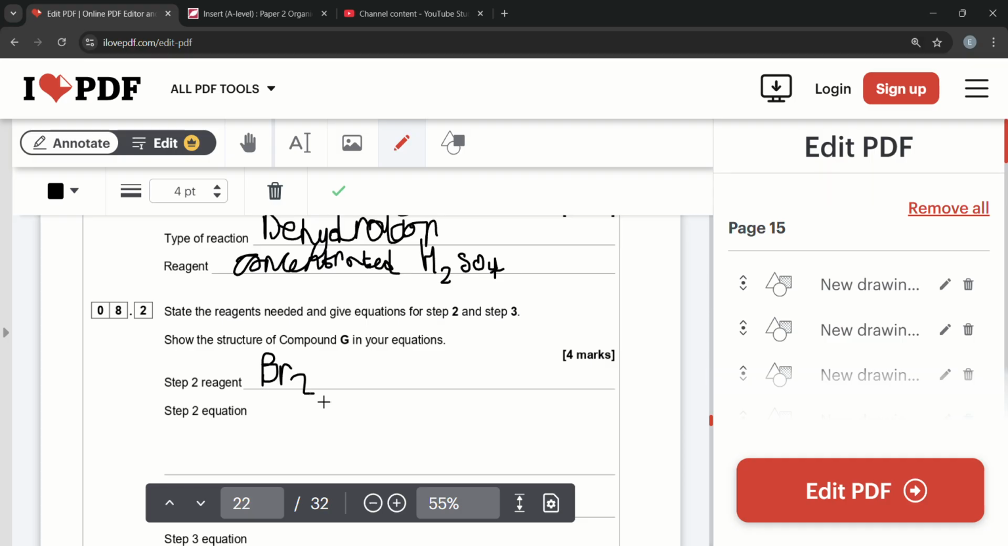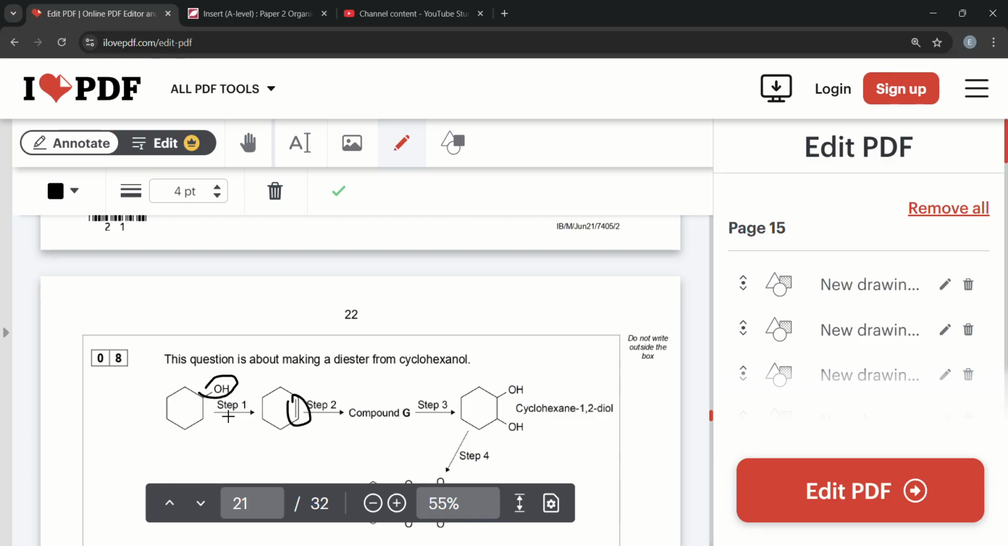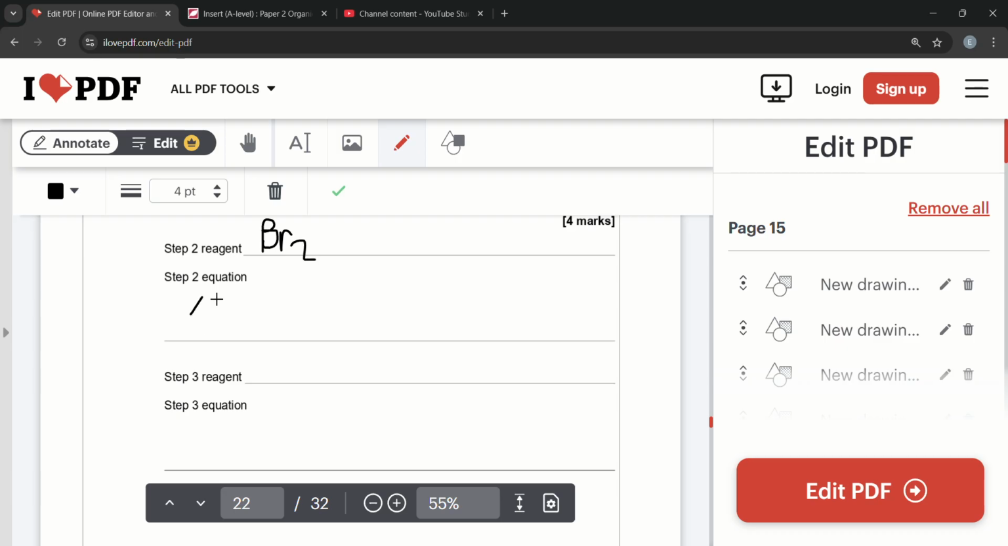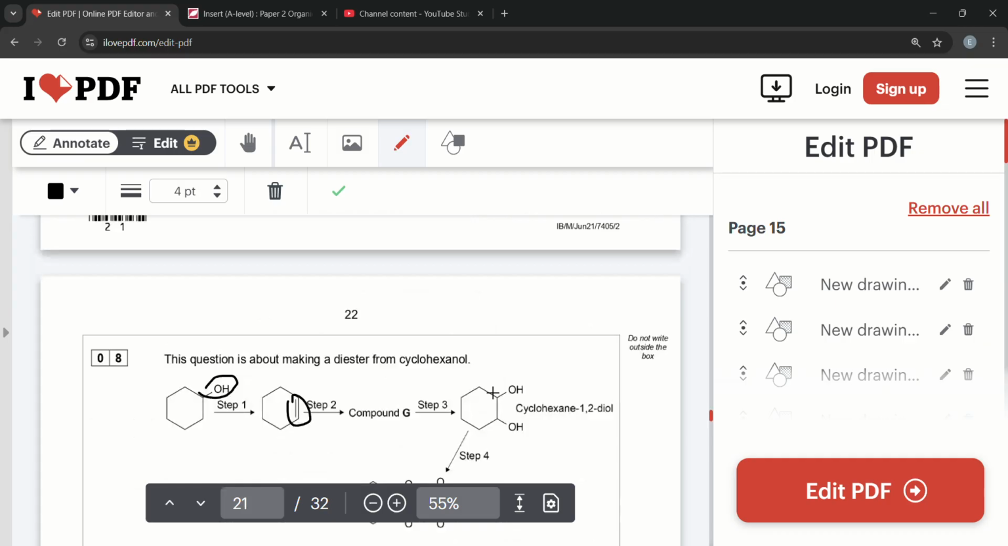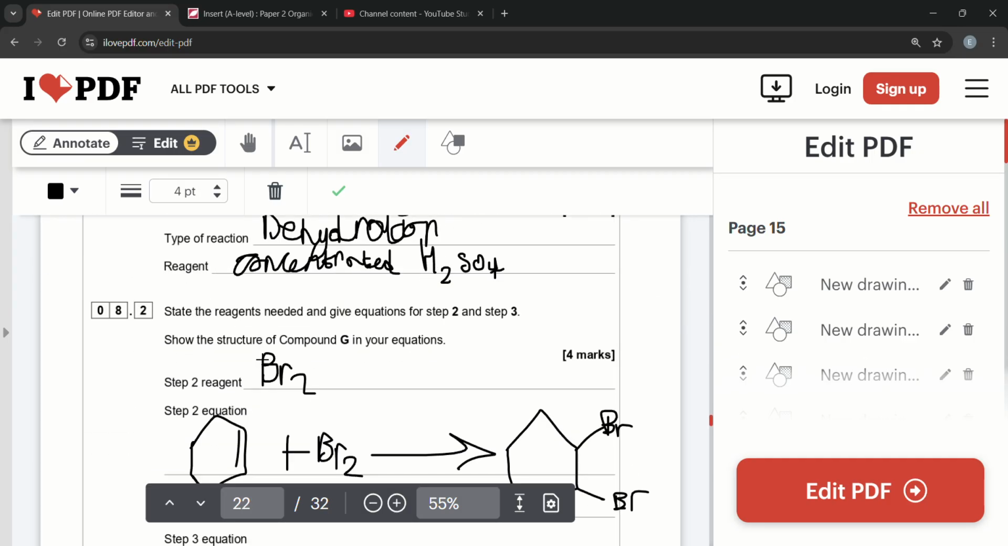This is the reagent, and the equation, yeah, it's going to be Br2 because, and then the equation was going to be the alkene, sorry for the bad drawing, plus Br2 to form Br. And then step 3 reagent, well, we've got the OH now, so it's going to be NaOH.